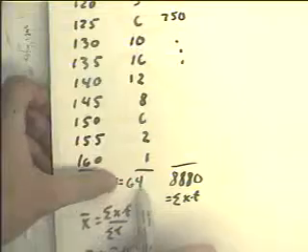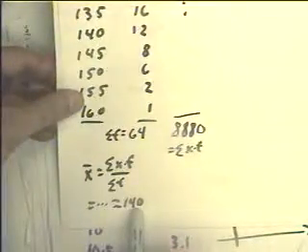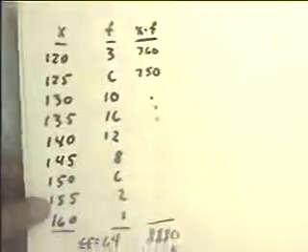We've added up a total of 64 numbers, so our mean is approximately 140. I'm going to round this off to 140.